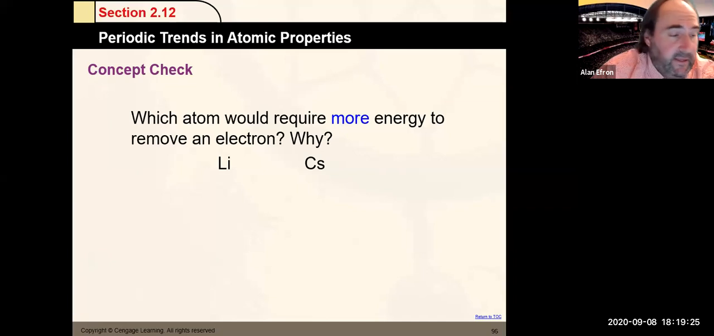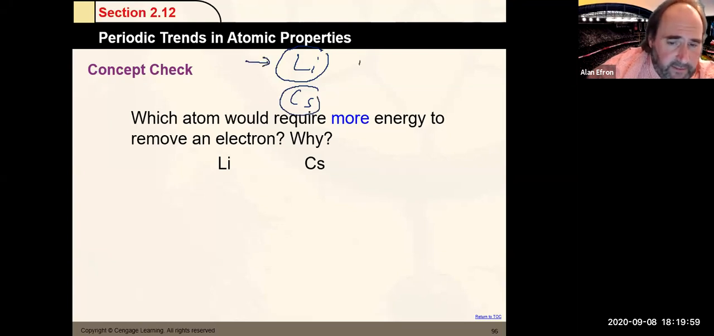In terms of lithium and cesium, what do we think? The one that should require more energy is, if we look at lithium and cesium, they're actually in the same group. Lithium's here, cesium's down there at the bottom. So we should expect lithium to require more energy. Again, they're in the same group on the periodic table.